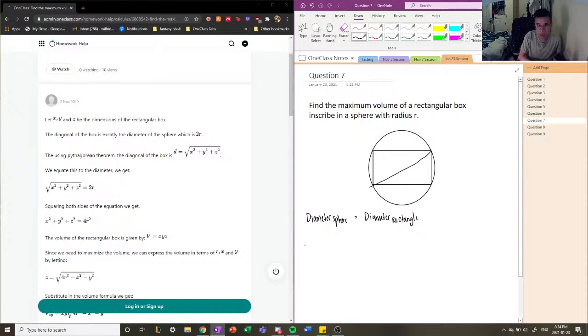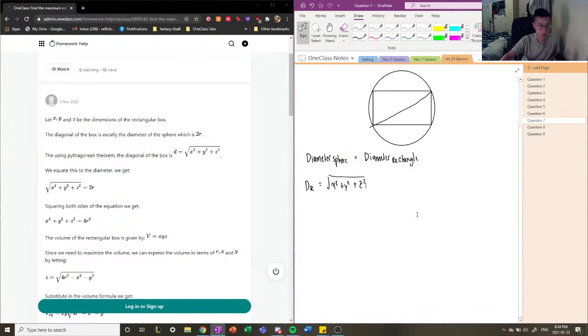And given our handy formula, the diameter of a rectangular box, so the d, is equal to the square root of x squared plus y squared plus z squared, where x, y, and z are the dimensions of the rectangular box. Okay, so equating this to the diameter of a sphere, we see here that the square root of x squared plus y squared plus z squared is equal to 2r, or the diameter of the sphere.